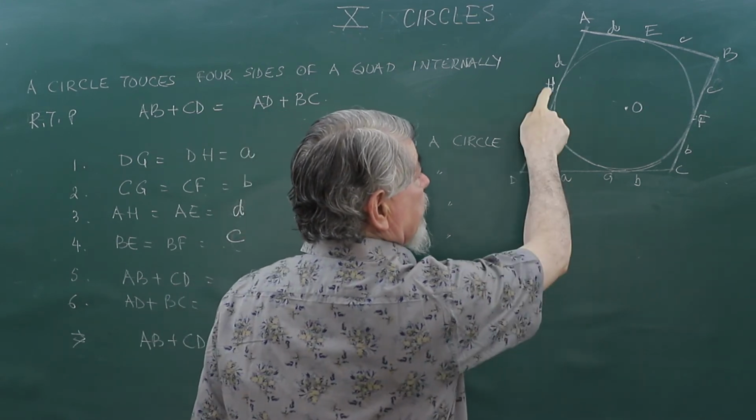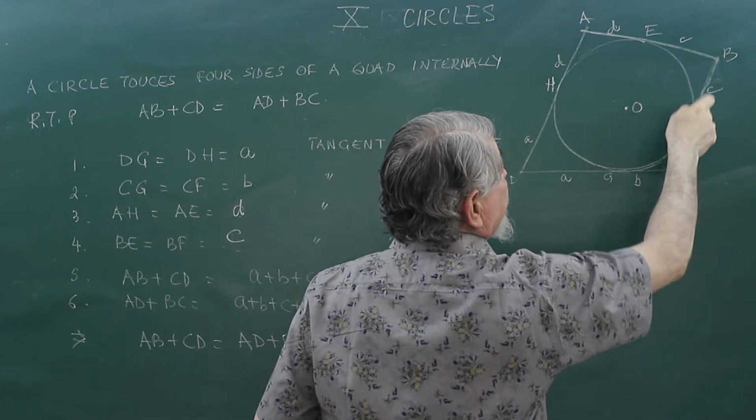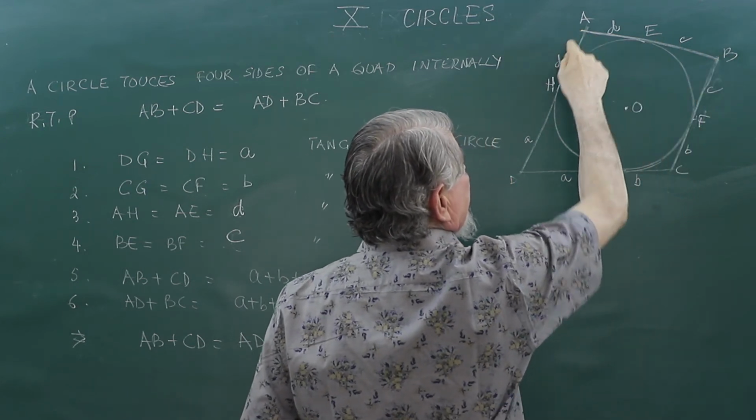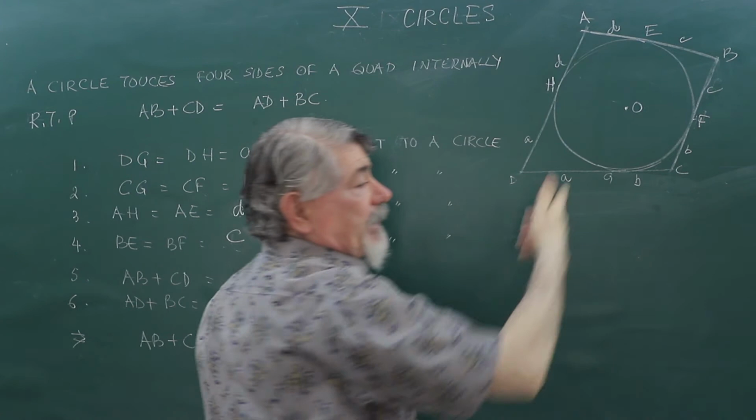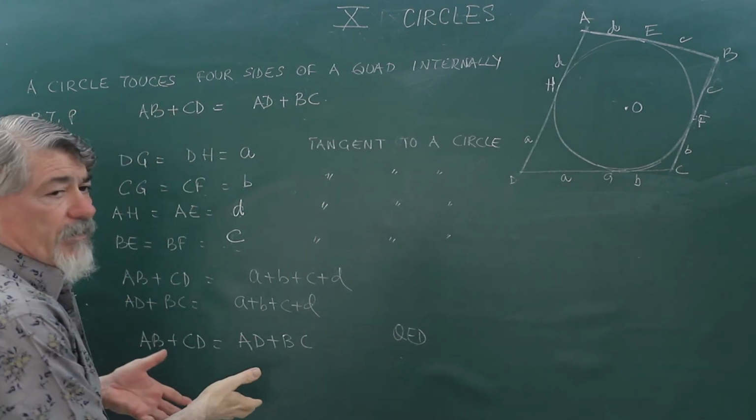DG is equal to DH, CG is equal to CF, BF is equal to BE, AH is equal to AE, and we have given them names ABCD to make it simpler for you.